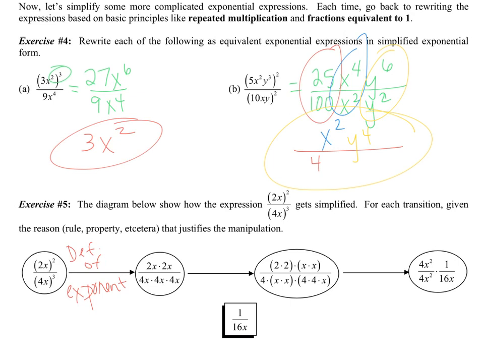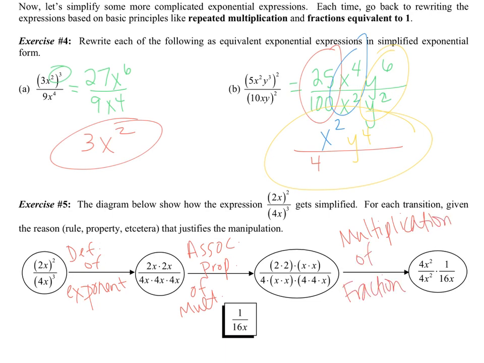Then we go from the second bubble to the third bubble, and this is the associative property of multiplication. And then from the third bubble to the fourth bubble, it's just multiplication of fractions. And that is all.